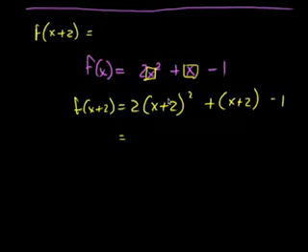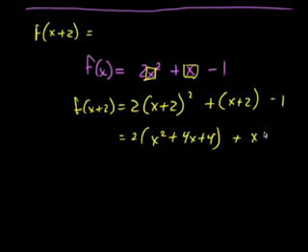So here I can't distribute yet. Also I can't distribute an exponent over addition. That would be illegal. But I can use a pattern. So I'm going to use this square of a binomial pattern. It's going to be x squared plus 4x plus 4. And then plus x plus 2, dropping those parentheses, minus 1.